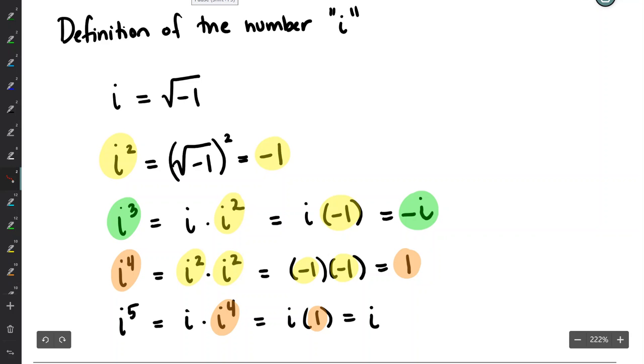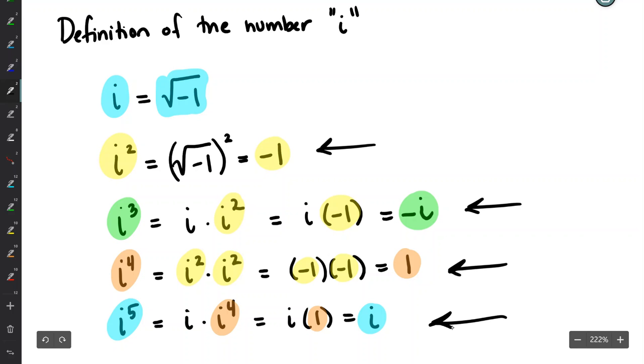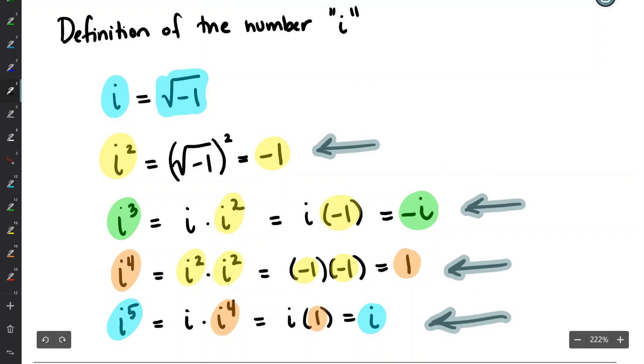And so if we keep adding on powers of i, we're going to go through this pattern where i is the square root of minus 1, i squared is minus 1, i cubed is minus i, and i to the fourth is 1. i to the fifth will be i, i to the sixth will be minus 1, i to the seventh will be minus i, i to the eighth will be 1. i to the ninth will be back down here at i. We're just going to cycle through that.